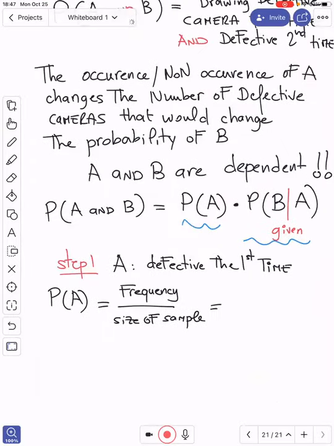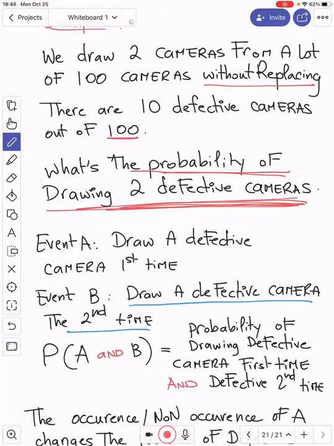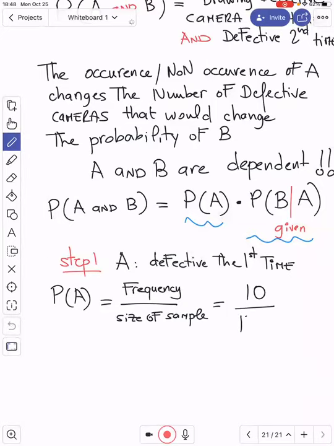10, right? So the frequency of the event would be 10 over the total size of the sample, the total number of cameras. The lot we have is 100, as you can see. There are 10 defective cameras out of 100. So the total number of cameras is 100, and this is over 100.